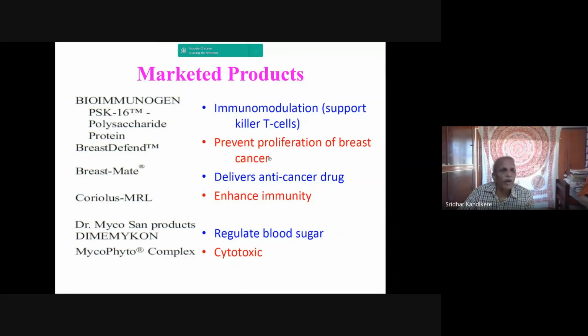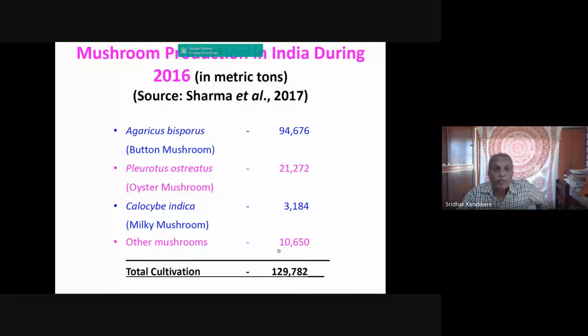So there are several marketed materials like bioimmunogen, breast defend, breast mate. These are all products of mushrooms having properties like supporting killer T cells, preventing proliferation of breast cancer, anti-cancer features, enhancing immunity, regulating blood sugar, and some of them are cytotoxic.